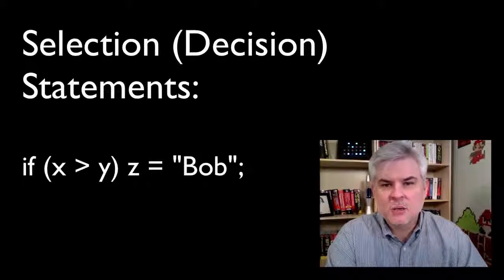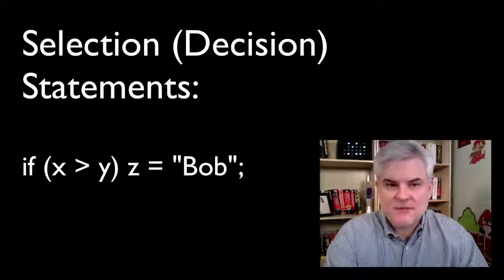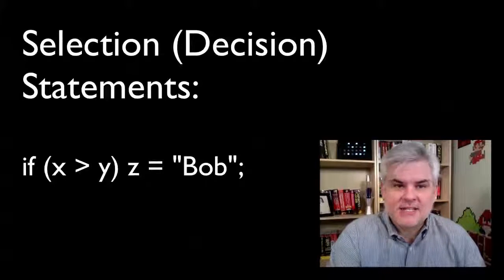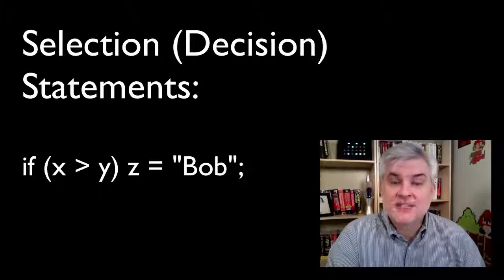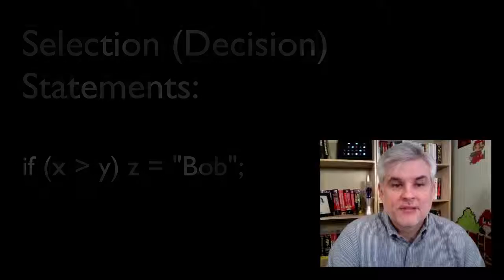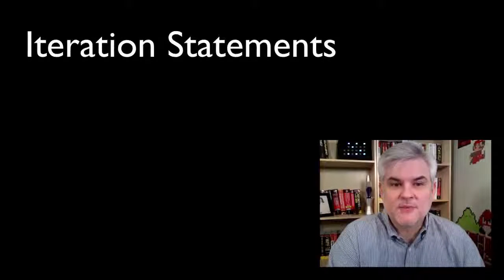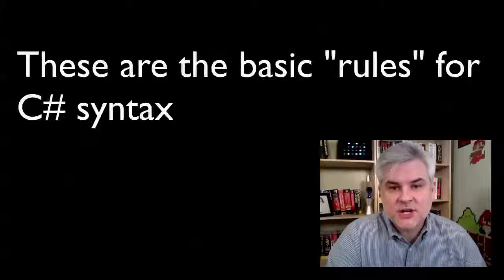Okay, then there are selection statements, and we've seen one example of this so far, the if statement, for example. We're going to add to this later today. If x is greater than y, then set z equal to the value Bob. There are iteration statements, which I'll show you later today, and there are a couple of others, but basically these are the syntax rules of C#.